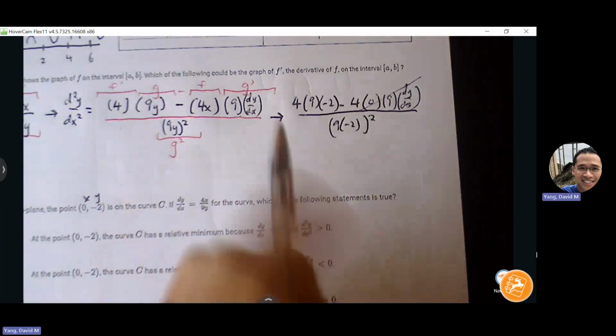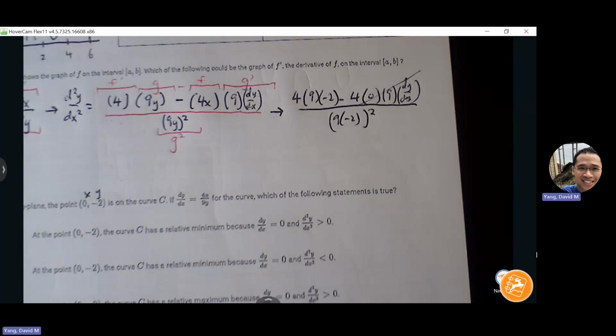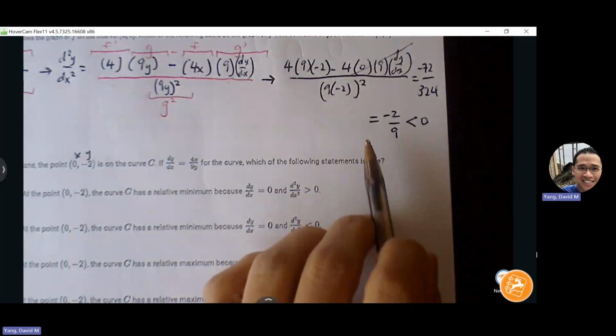So actually the value is not that important. We just want to know whether it's positive or negative. This is going to be negative 72 over the denominator squared. So negative 72 over 324, which ends up giving us negative 2 over 9. But the important thing is that it's less than 0. That's the most important thing.